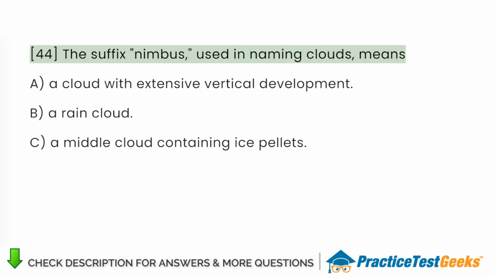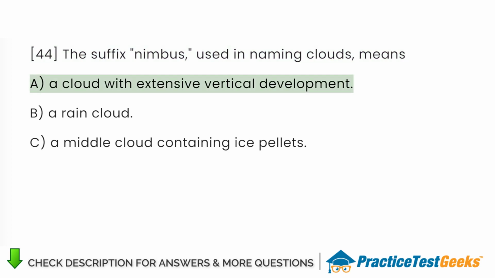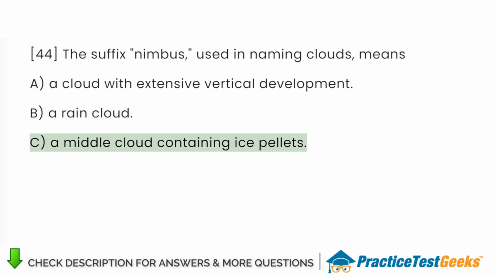The suffix nimbus, used in naming clouds, means A. A cloud with extensive vertical development. B. A rain cloud. C. A middle cloud containing ice pellets.